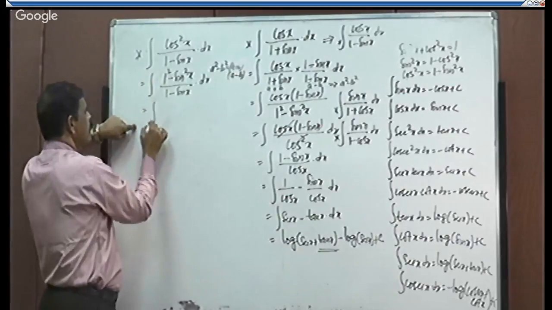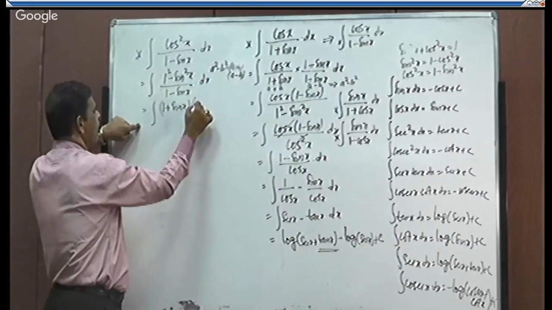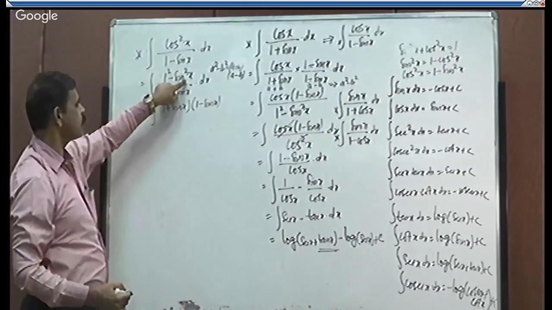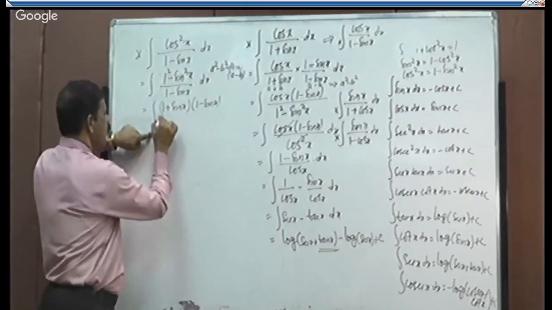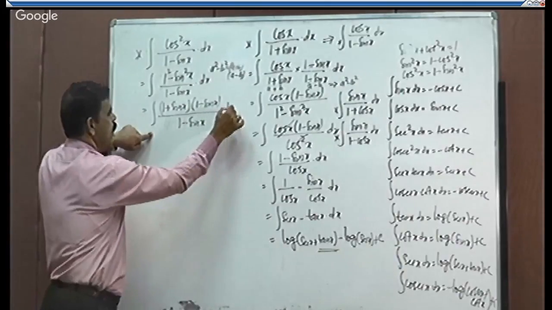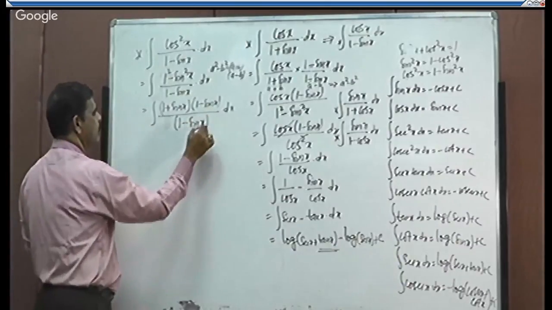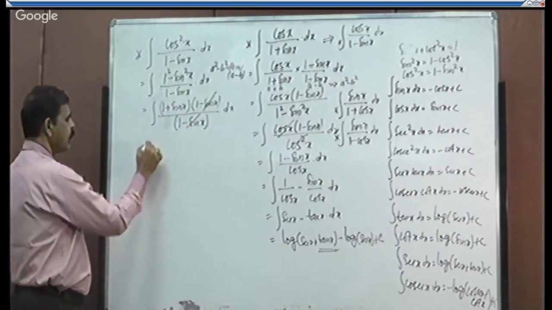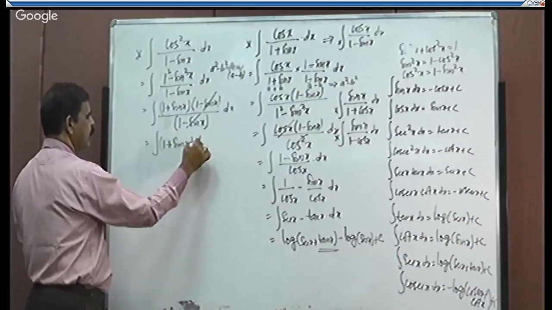If I expand according to that, the numerator becomes 1 plus sin x, 1 minus sin x, right? It is of a square minus b square form. It can be expanded into a plus b, a minus b, all divided by 1 minus sin x into dx. See, there are common terms at numerator and denominator. 1 minus sin x, 1 minus sin x, they get cancelled. Remaining, it is 1 plus sin x into dx.